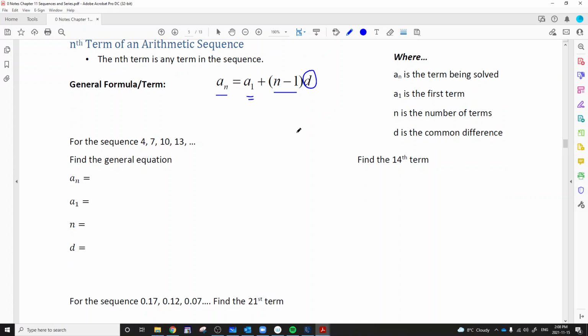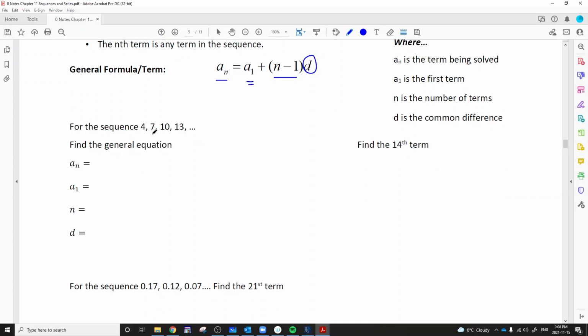So for example, if I wanted to take this sequence and say, what's the general equation? You're not going to know the nth term or n, because that's what you're going to be solving for. Maybe you want to know the 14th term or the 13th term, but you'll always be given a1, the first term, which in this case is 4, and the common difference you can find by taking any two terms and subtracting them. So this one has a common difference of 3. So the general equation would be an equals a1, which is 4, plus n minus 1 times that common difference of 3.